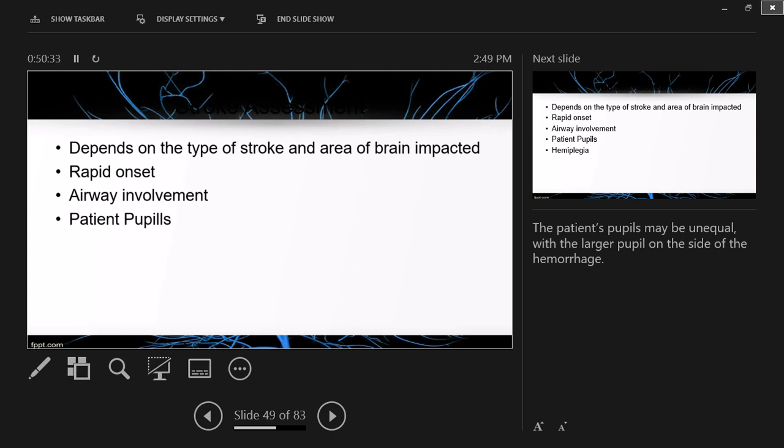Look at your patient's pupils, okay? The larger side or the pupil may be blown on the side of the brain if it's a hemorrhagic stroke, because you've got bleeding that's occurring in that area, and it's putting pressure on the optic nerve, which now leads into causing that pupil to begin to dilate.